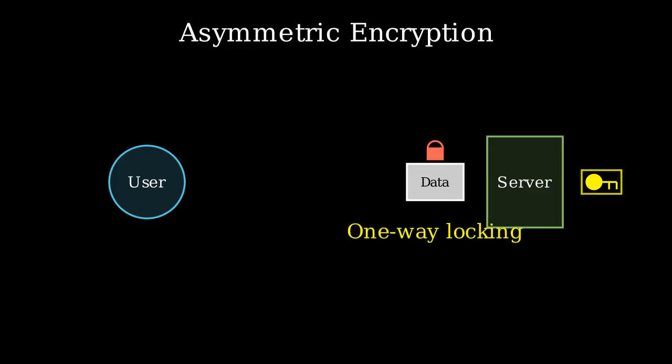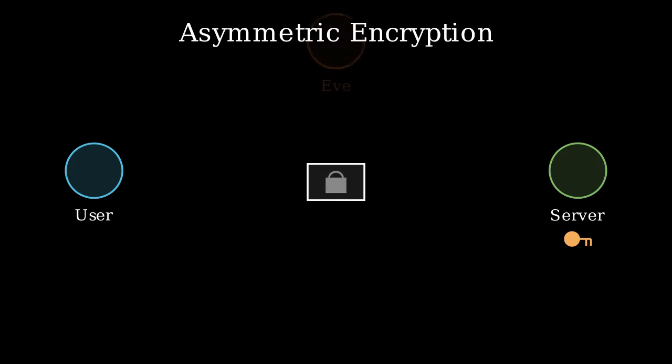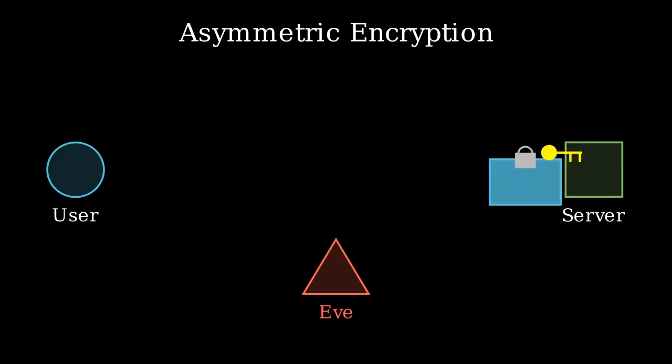Only the server's private key can unlock it. So you send the lockbox back, the eavesdropper sees it, but without the private key, it is just useless metal. The server receives it, unlocks it, and safely reads your secret.